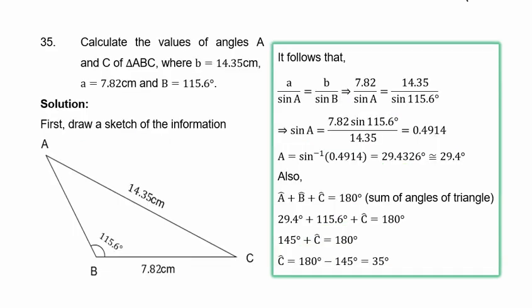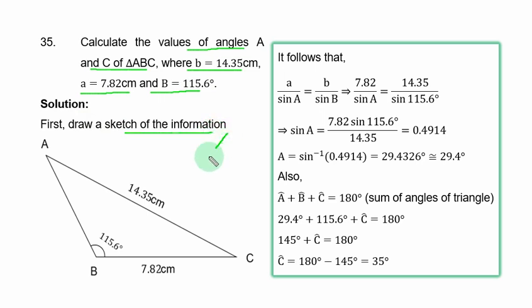Example 35. Calculate the values of angles A and C of triangle ABC, where side B is equal to 14.35 cm, side A 7.82 cm, and angle B equal to 115.6 degrees. First, draw a sketch of the information.